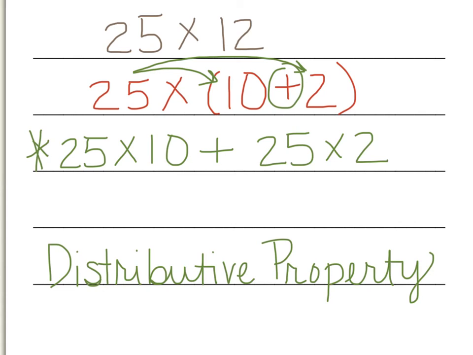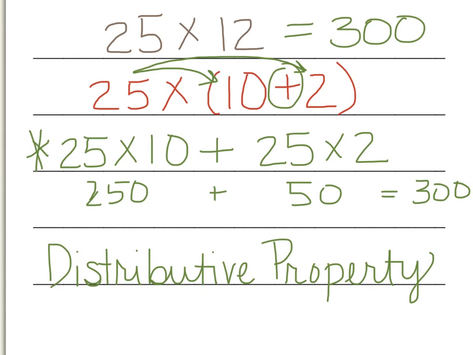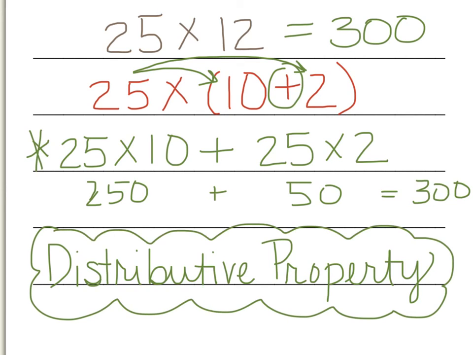So, in this case, I could say 25 times 10 is 250. 25 times 2 is 50. I add them together and I get 300. So 25 times 12 equals 300. Again, because of the distributive property, and that makes it a little bit easier. And that is actually, if you look back at your notes, that is actually what we're doing. We're multiplying by the tens place, and then we're multiplying by the ones place.